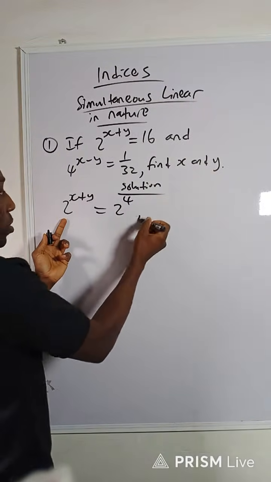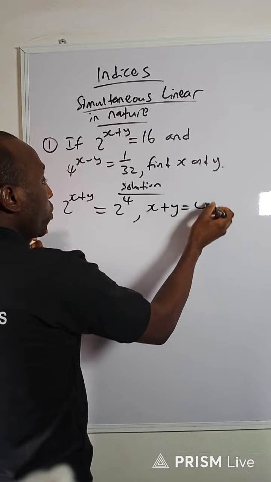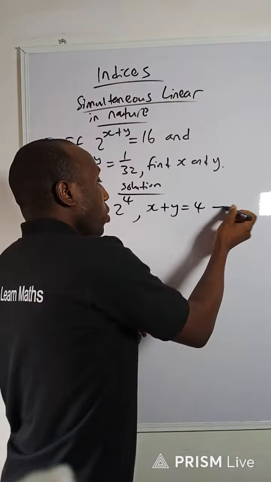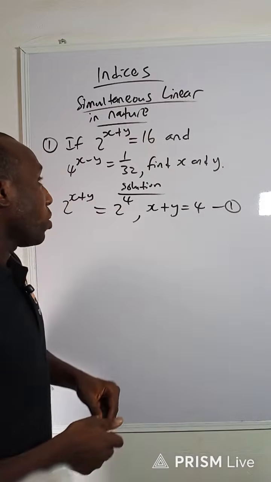So I'm going to equate the exponents. So x plus y is equal to 4. Let's call this equation 1. Do you see what I'm doing? Let's call this equation 1.